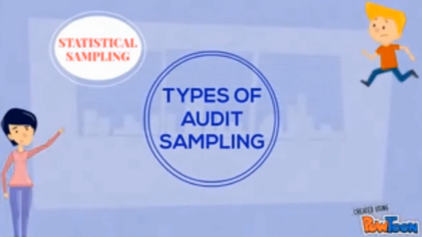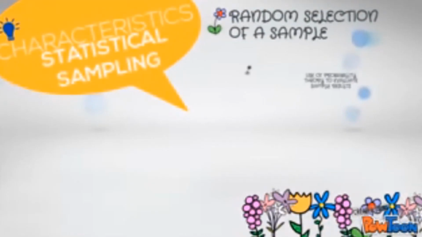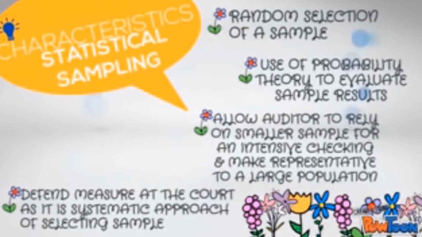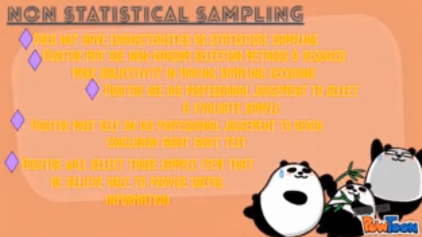Two types of audit sampling are statistical sampling and non-statistical sampling. Characteristics of statistical sampling are: random selection of sample, use of probability theory, allows the auditor to rely on a smaller sample, and serves as a defence measure in court. Meanwhile, non-statistical sampling does not have the characteristics of statistical sampling. The auditor may use a non-random selection method and use professional judgment to select and evaluate and also to conclude. The auditor will select sample items that are believed to provide useful information.